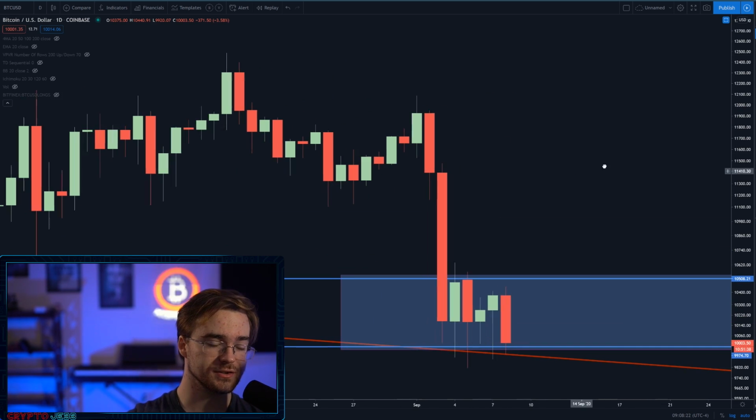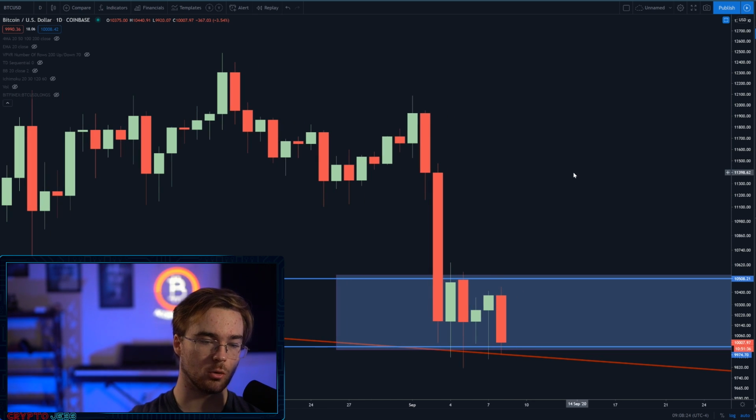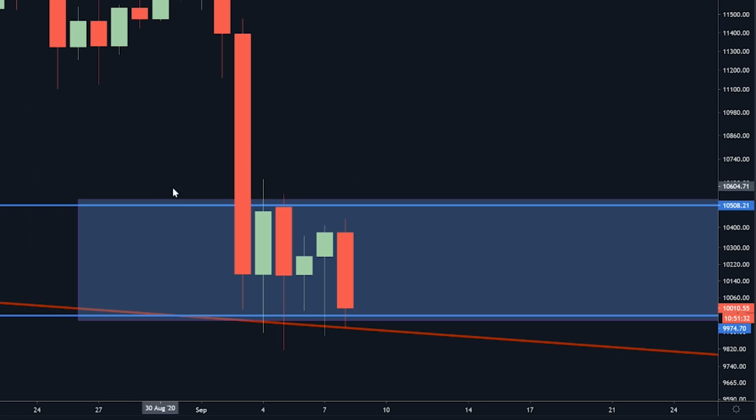And because of that, there is a very strong argument to be made that Bitcoin has put in a temporary bottom and is in need of a short-term bounce. But what about what we talked about yesterday? Didn't we say that it's likely that Bitcoin's going to pull back down to about $9,000?